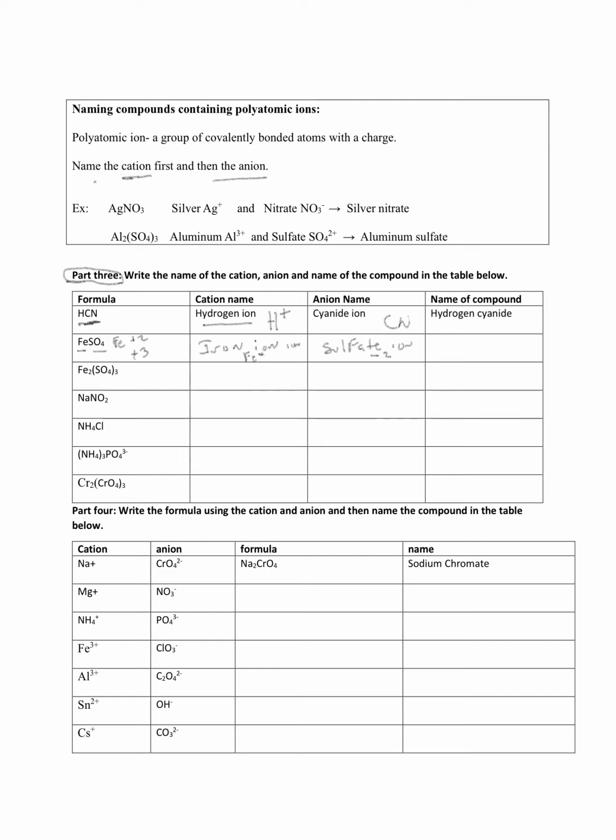So when we write the formula, it's just going to be iron with a +2 charge, sulfate: iron(II) sulfate.